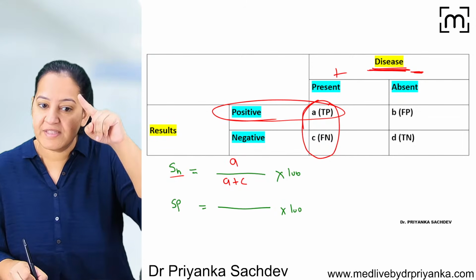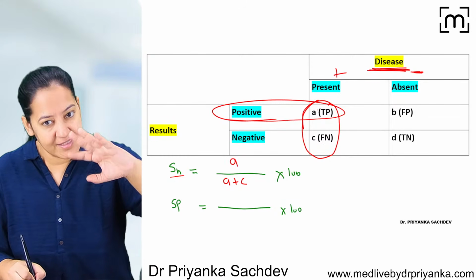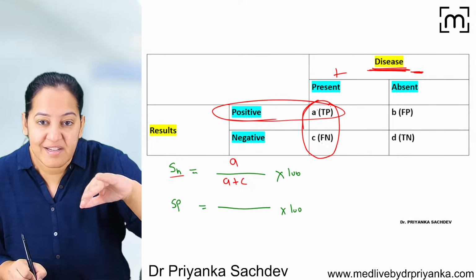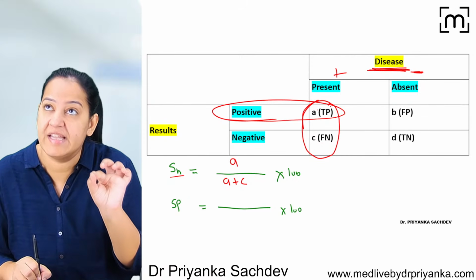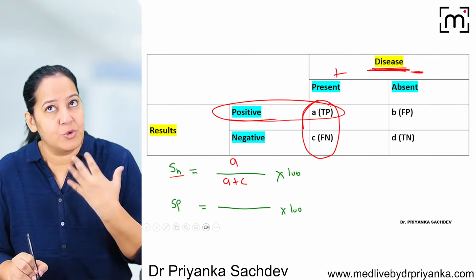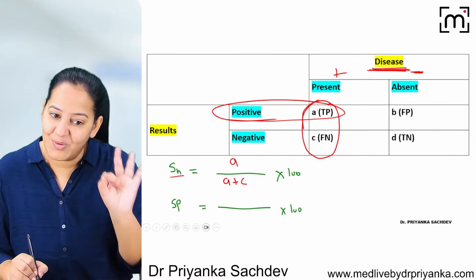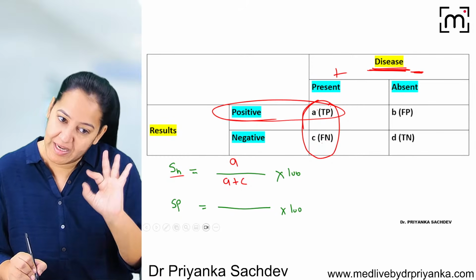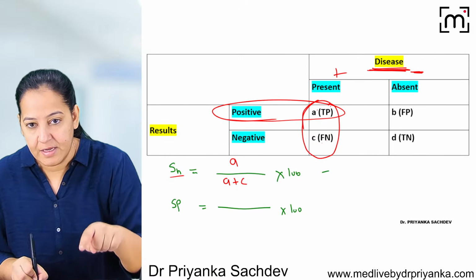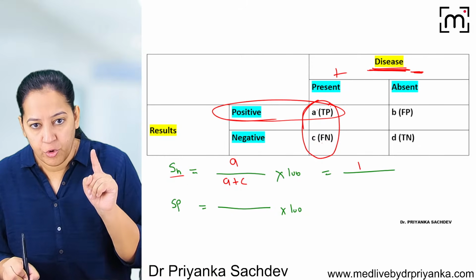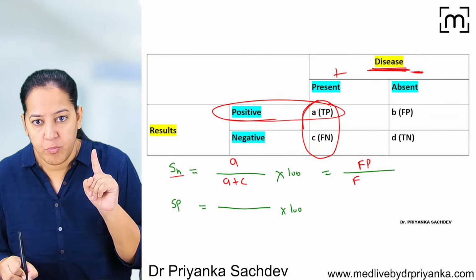The disease is present in A plus C, but the test is saying that disease is present only in A. In C, it is not detecting. So it is A upon A plus C. It is the ability of a test to detect true positivity. That is known as sensitivity. Learn the formula A upon A plus C. What is A upon A plus C? What is A? True positive upon true positive.